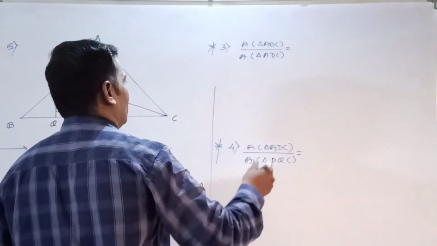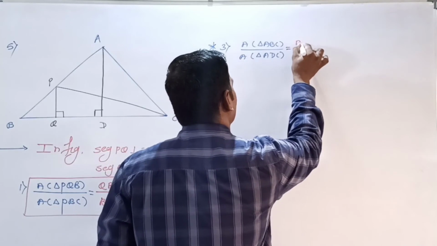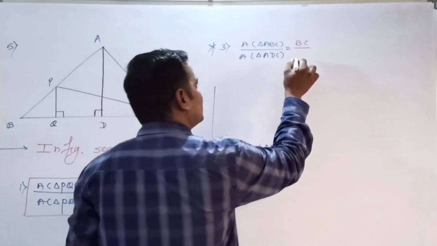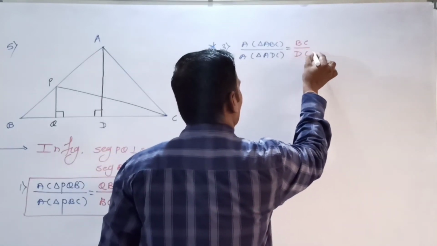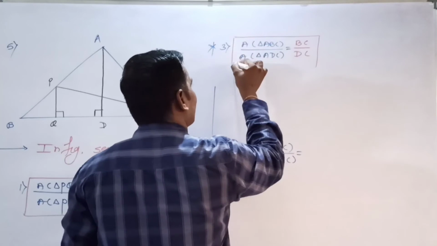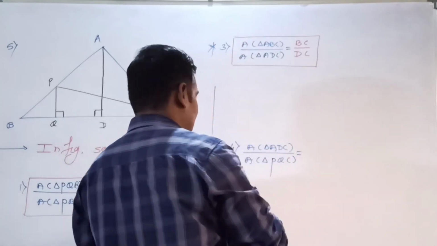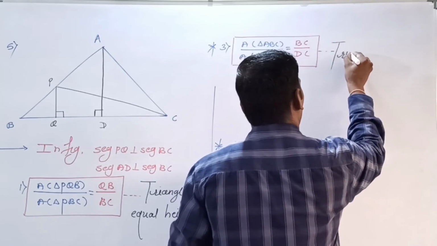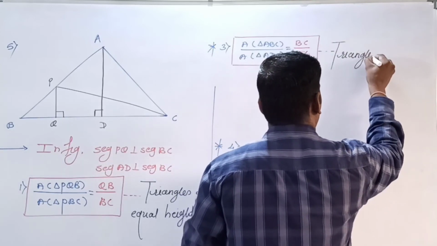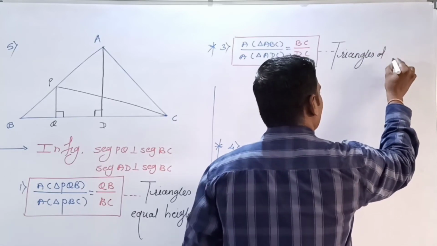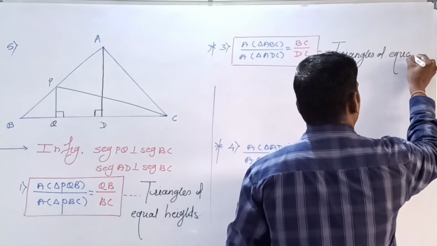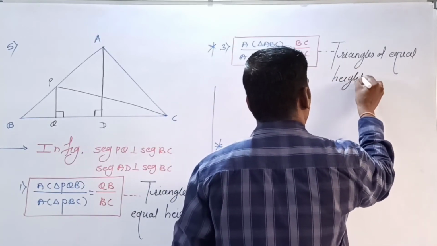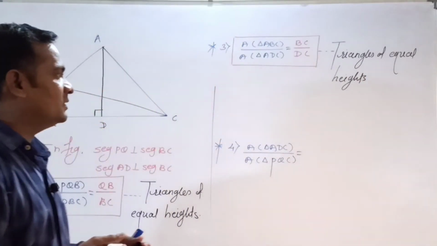The base of the triangle ABC is BC upon the base of the triangle ADC is DC. Okay, this is the answer. Again, the reason is very important: triangles of equal heights. Okay, this is the third ratio.